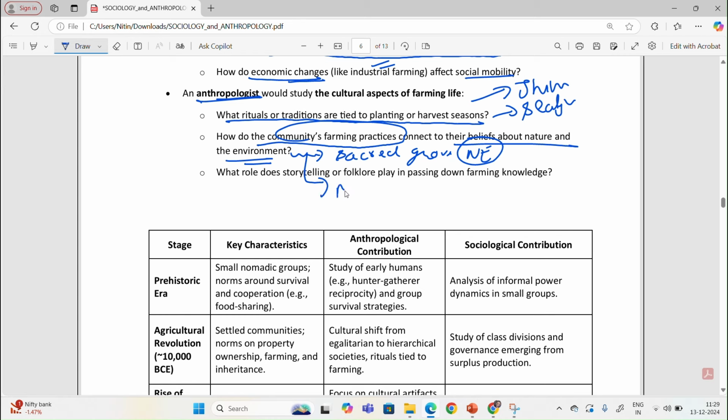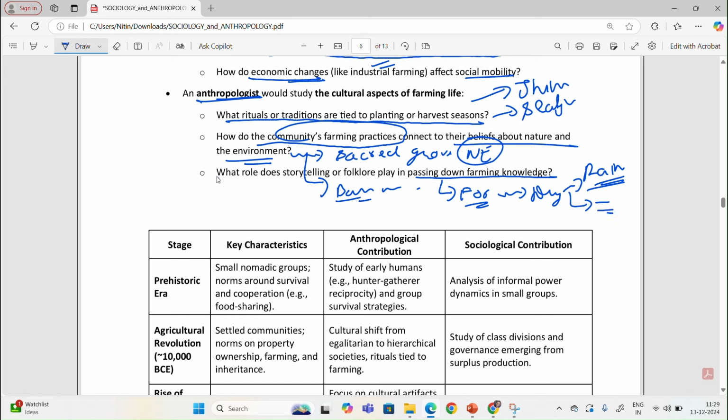Some people plant bamboo because it is revered or considered holy. What role does storytelling or folklore play in passing down farming knowledge? For example, in India, in dry places, there are folklores which tell when the rain is going to come, and when the rain will come, they will plant their seeds.